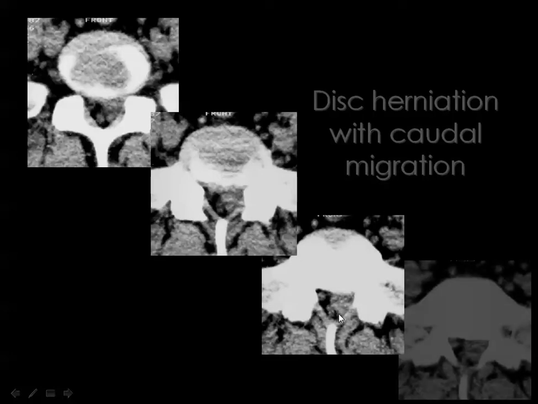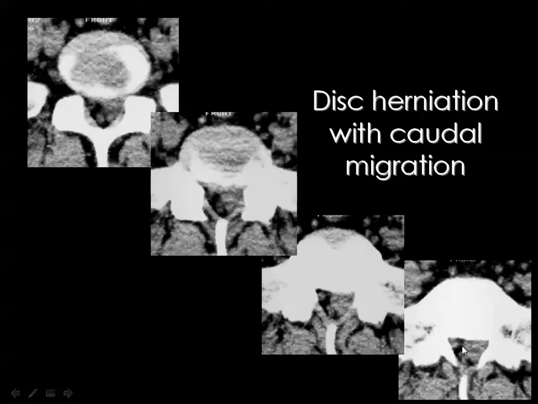Then, before the era of MRI, we used to diagnose disc migration as follows. In the axial image by CT, you can see disc material on the left side. This is left posterolateral disc herniation. The second section, you can still see the disc. The third section, you can still see the disc. The fourth section, you can still see the disc. Then you know that this disc is herniated and is migrating caudally.